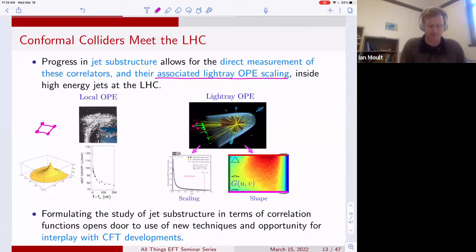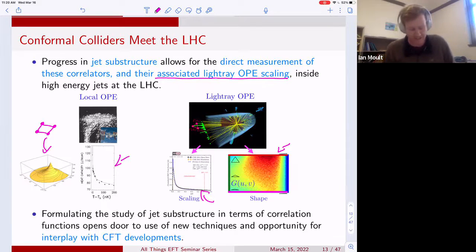And so we'll be able to, just like for the local OPE, measure correlation functions. This is just some plot in the Ising model, of scaling behavior near a critical point. Here we'll also be able to see beautiful scaling behavior associated with this operator product expansion and actual shape dependence of these multi-point correlators which are living on the detector. And so not only does this give us new ways of looking at jets and understanding QCD, but it also really allows an opportunity for interplay with all these nice developments on the conformal field theory side. And so we'll have a lot more tools with which to perform concrete calculations.